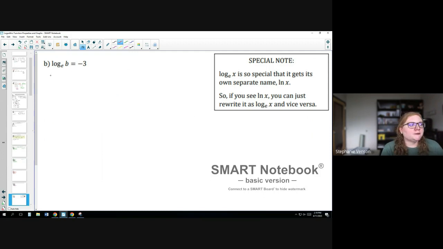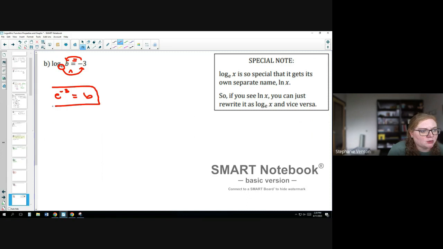It's sort of like exponential is one language and logarithm is another language, and you're just translating it, just as you would translate from English to Spanish or Spanish to French. We are just translating this logarithmic equation into its equivalent exponential equation. So I'm going to do the little circle thing again. Base raised to the other side of the equal sign set equal to what's inside. So it would be e raised to the negative 3 set equal to b. Okay, and that would be it for example 4b.